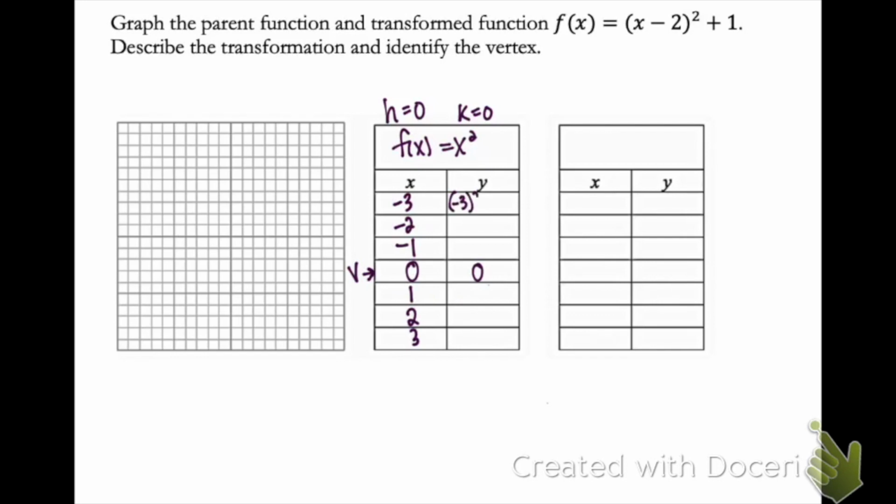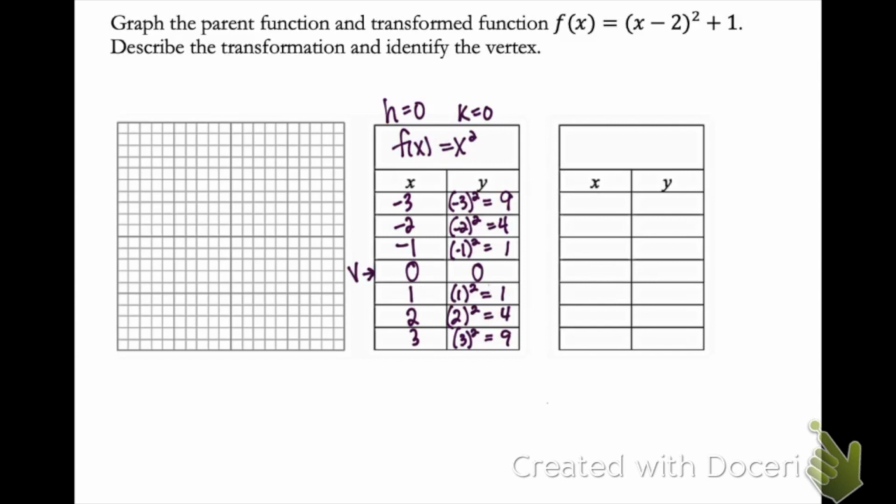So we've got negative 3 squared. If I plug negative 3 in for x, I'm going to get out 9. Negative 2 squared, I get 4. Negative 1 squared, we get 1. And you should notice a little bit of a pattern here. Because I put my vertex in the middle, my y values above and below my vertex are the same: 1, 4, 9, 1, 4, 9.